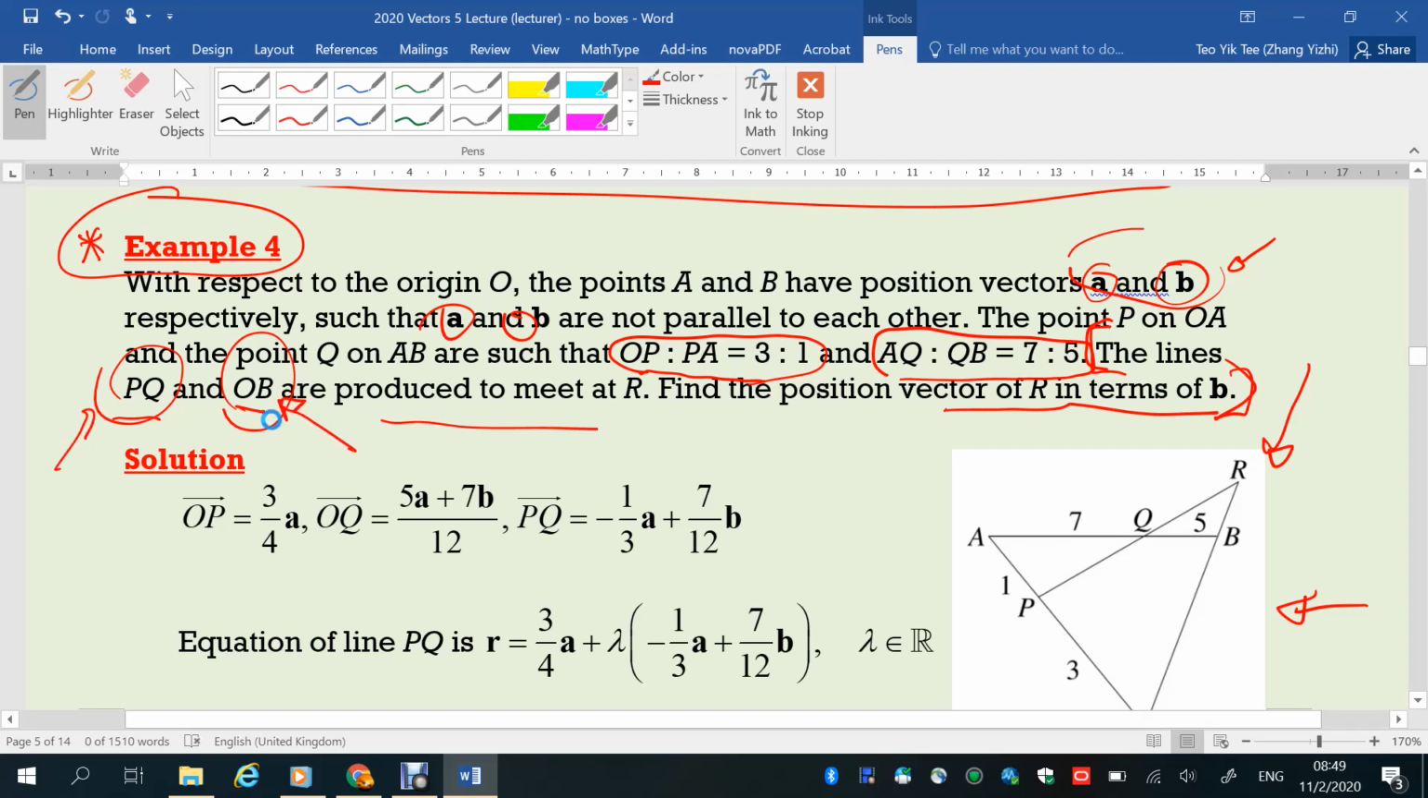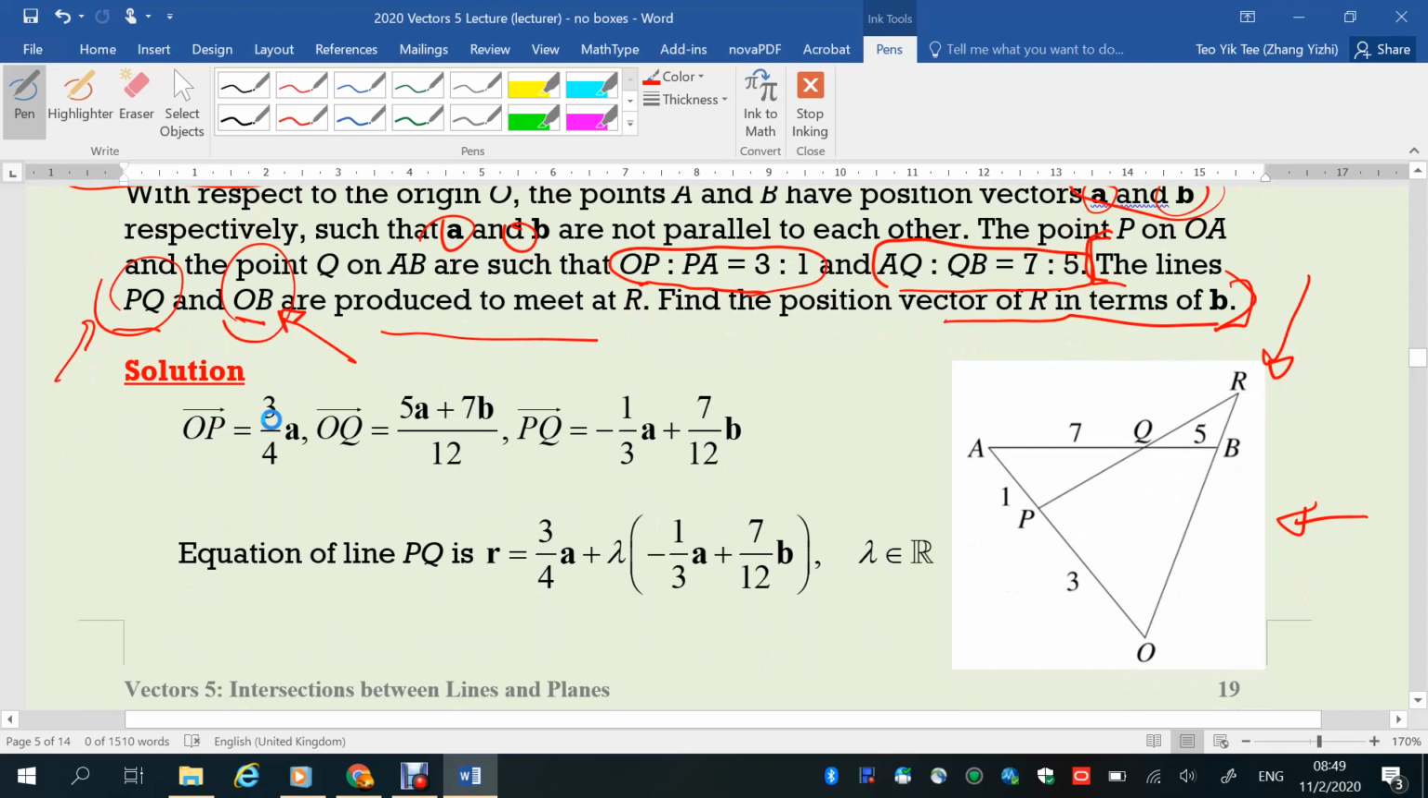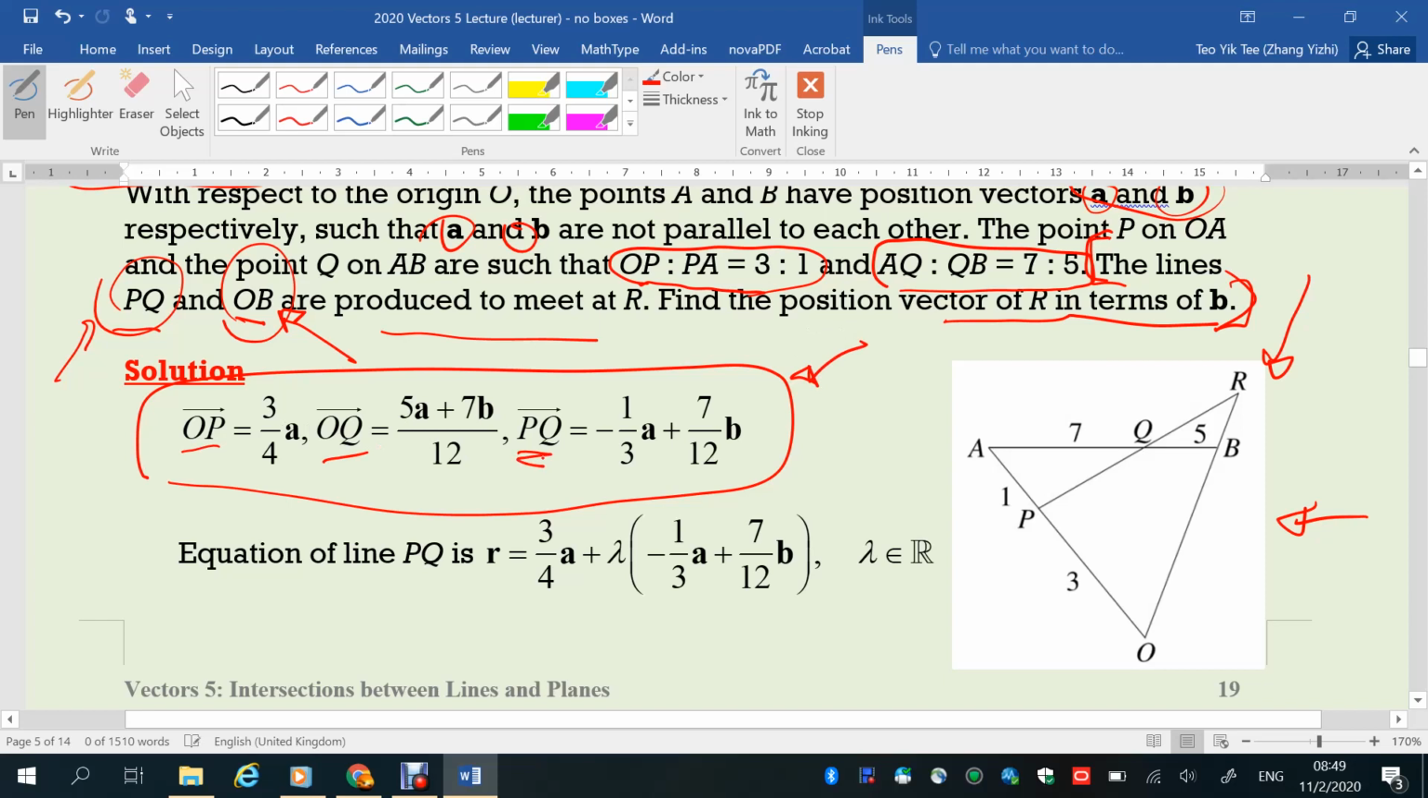So what you need to do first, of course, is to find the position vectors of P and Q in terms of A and B. This section is basically your ratio theorem. I am not going to go through it anymore. Activate your chapter 1 theory and skills, find OP, find OQ, and consequently find your PQ. So PQ looks like this. Take note, this is vector PQ.